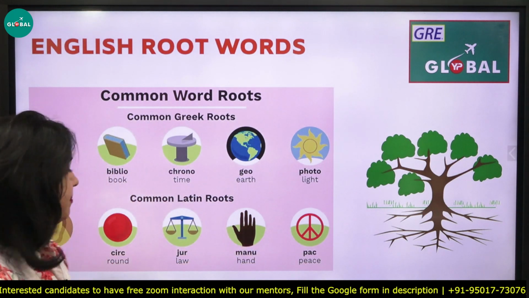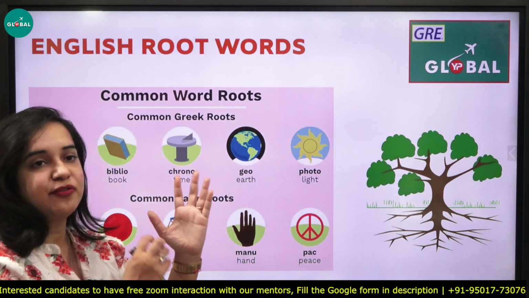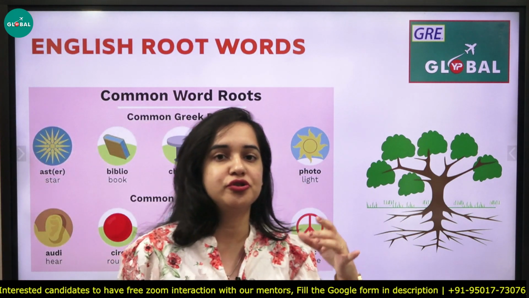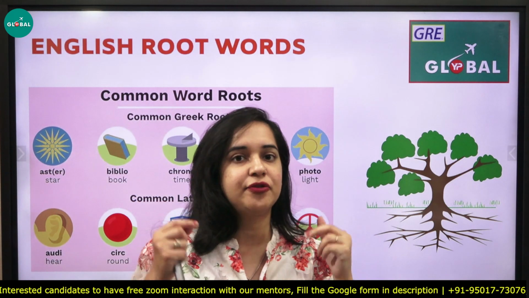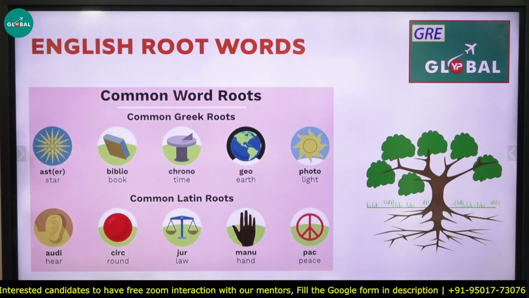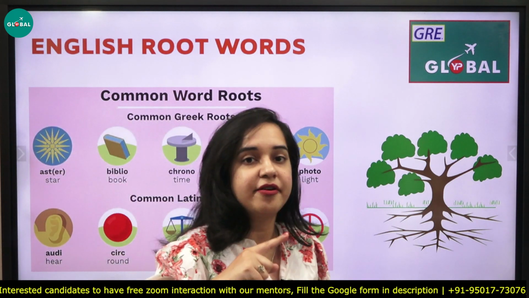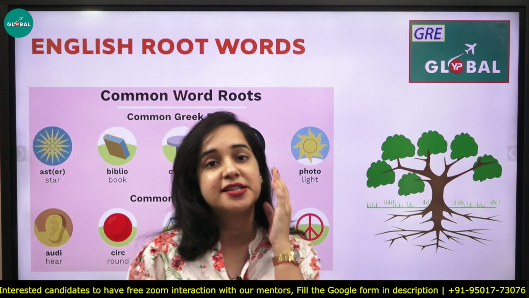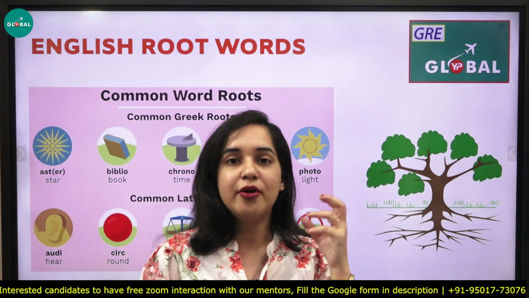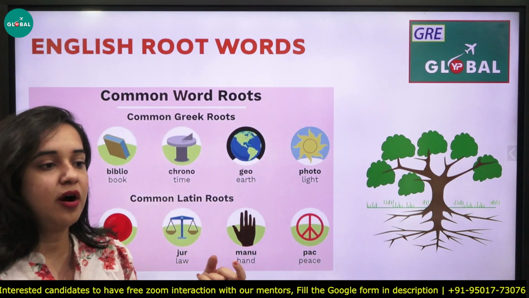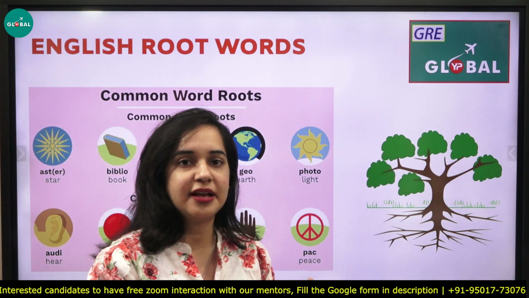Pac comes from the word peace. Manu is kind of a hand. Then you have jur, whenever you have it as jury or jur, J-U-R itself refers to something related to law. Then you have circ. Circ means something that is circle in shape, something that is round. And then you have Audi, Audi refers to your hearing, something related to hearing aids, or something about your ear.